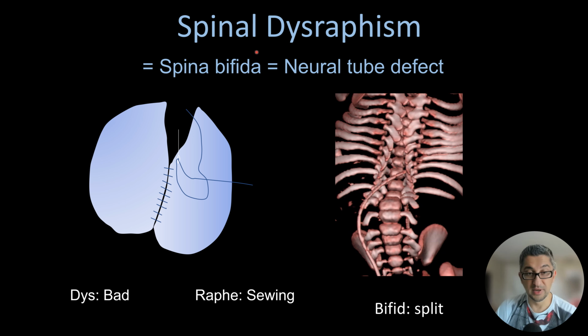Pediatricians like the term spina bifida. Usually the radiologists like the term spinal dysraphism. A nuance is that among pediatric neurosurgeons, they use spina bifida to specify only the bony defect, not the general term, but it's common to use all three. Dysraphism means bad sewing in Latin, so bad sewing of the back basically. Bifid means split, so spina bifida means split spine.